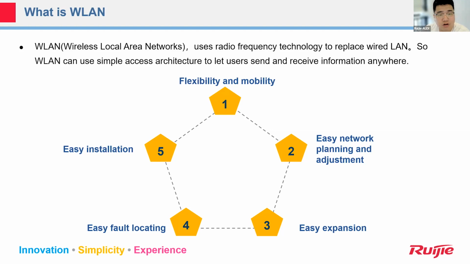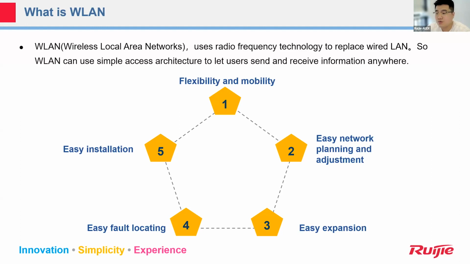But for a wireless network, for WLAN, what we use is radio, right? And the STA is connected with the AP through the air by using some radio technologies. So WLAN can use a simple access architecture to let users send and receive information anywhere. This is also one of the advantages of WLAN. So let's see. The first advantage of the WLAN is that it's flexible and the mobility is very obvious.